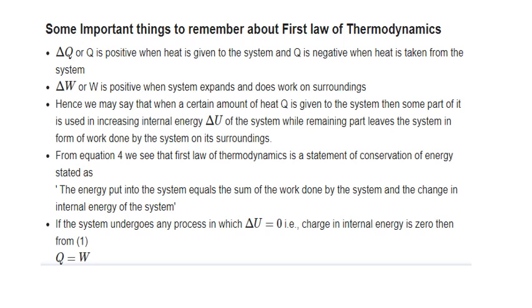And from equation 4, we can see that the first law of thermodynamics is a statement of conservation of energy. It is stated as: the energy put into the system equals the sum of the work done by the system and the change in its internal energy. And when delta U is 0, then obviously Q will be equal to W.